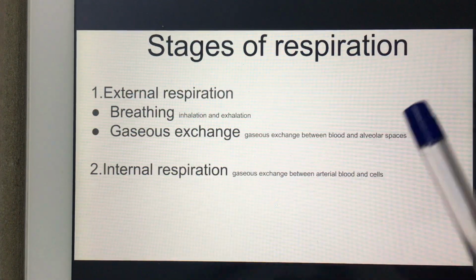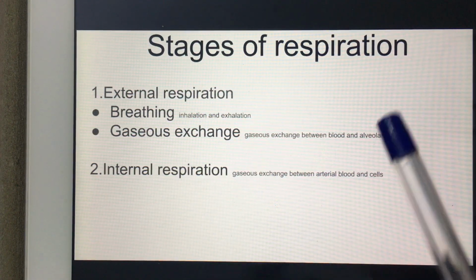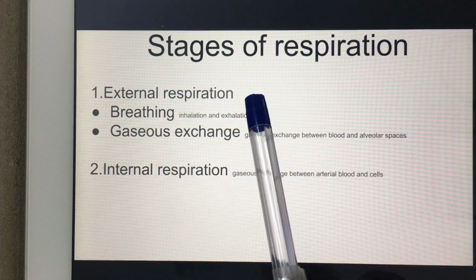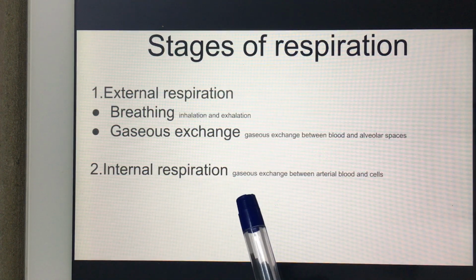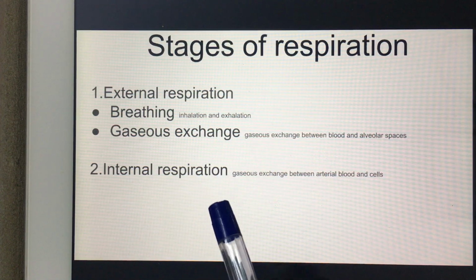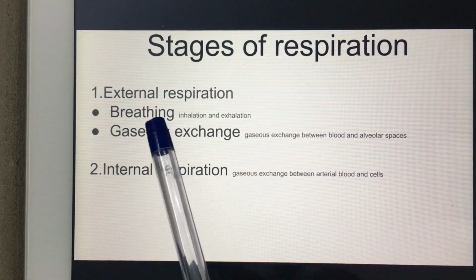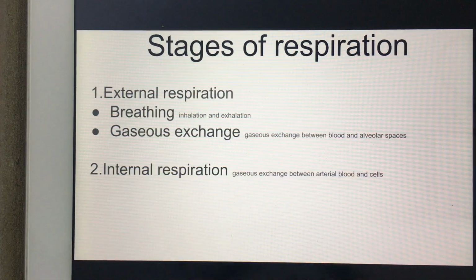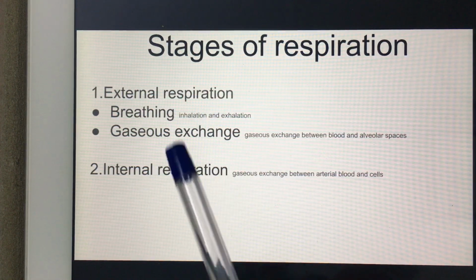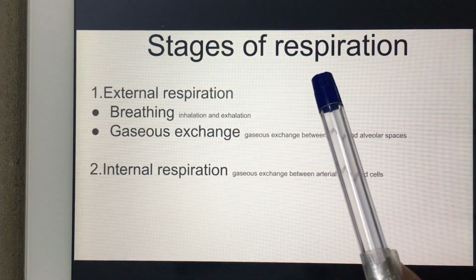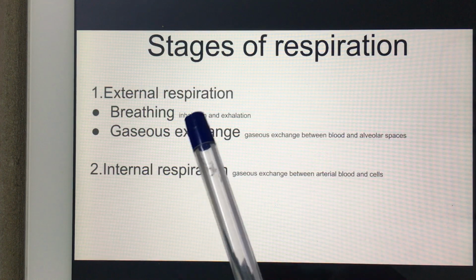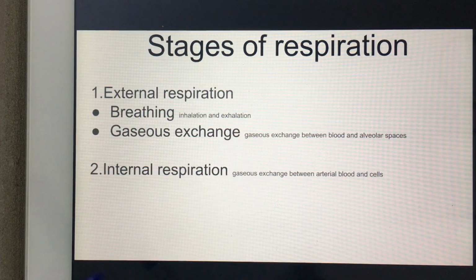Now what are the stages of respiration? The stages of respiration are one is external respiration and the other one is internal respiration. External respiration can be categorized into two parts. Breathing, inhaling gas and exhaling gas, that is, inhaling of air and exhaling of carbon dioxide. This comes under external respiration.